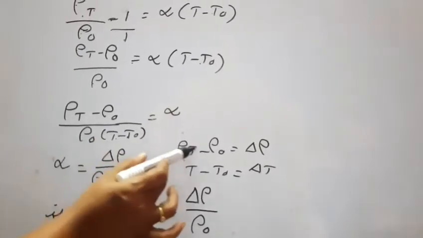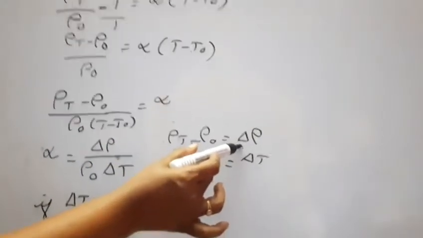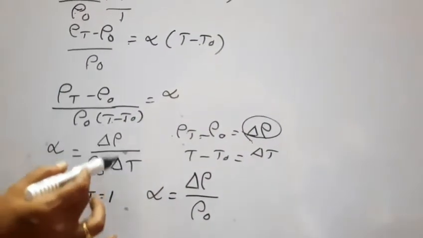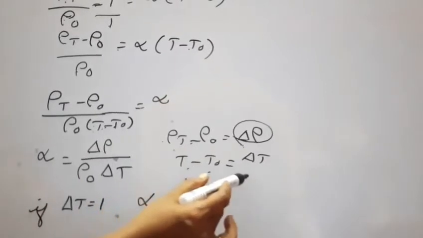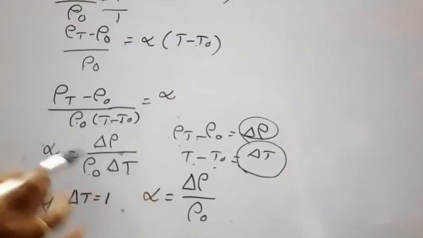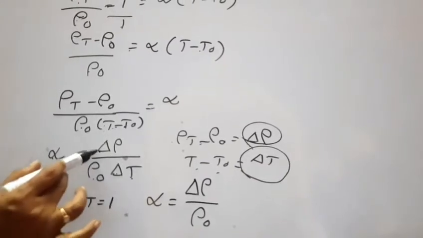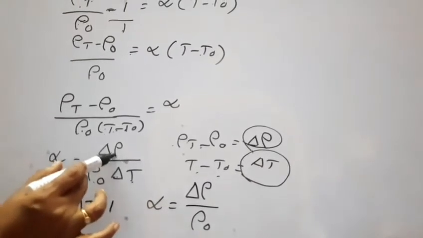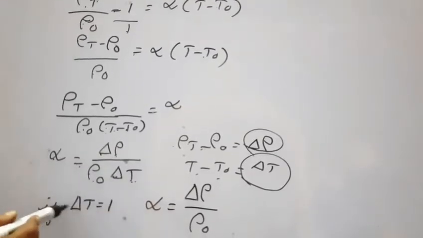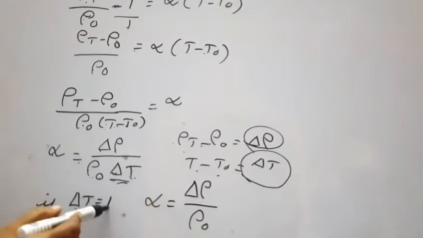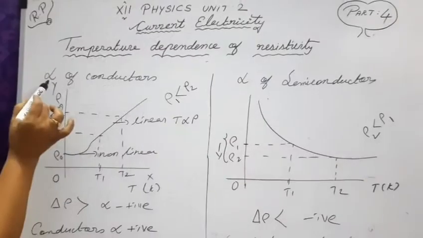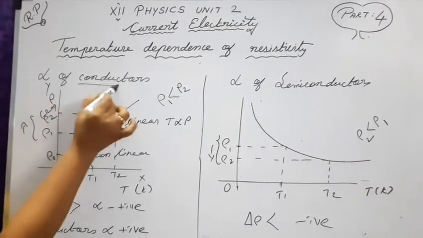Here rho T minus rho naught is nothing but the change in resistivity, therefore we write del rho, and T minus T naught is the change in temperature, so we write del T. So finally, the alpha value we write as del rho by rho naught del T. Therefore, taking del T as 1, alpha equals del rho by rho naught. And here, alpha of conductors.